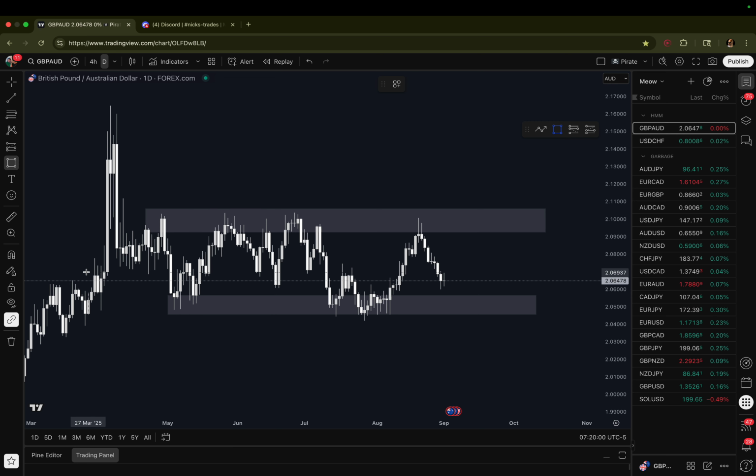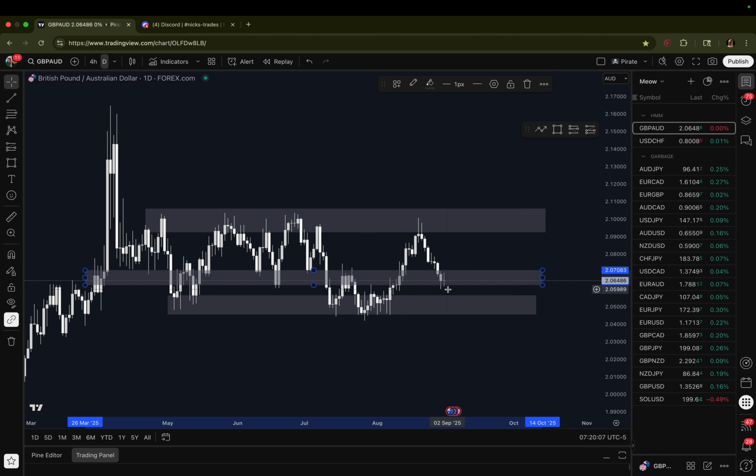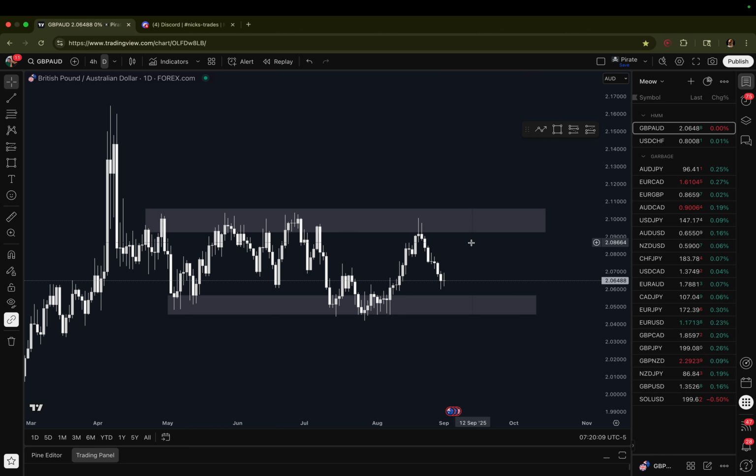We also have this little area here. However, the fact that price has broken through it a couple of times makes it an area I'm going to disregard. We might get a little bounce from here, but I think it'd be safer to just not trade that zone. So what I'll be waiting for, it looks like price is headed down for now, is for price to get into this support zone.